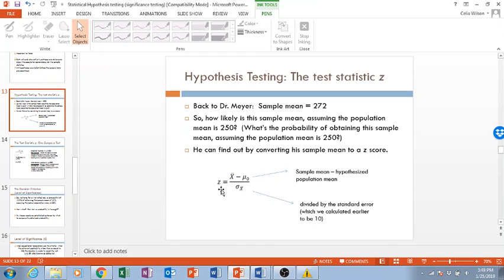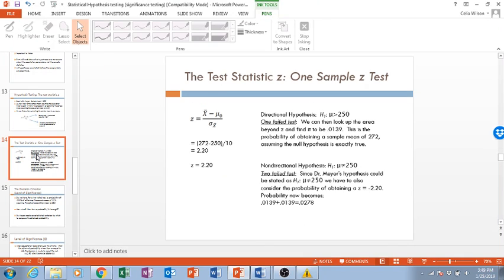So the formula to conduct a z-test looks very much like when we converted to z-scores, right? So it's the sample mean, so that would be his 272, minus the hypothesized mean, which is what? 250, divided by the standard error. And we calculated that earlier, didn't we, to be 10, because we need it for this formula. All right, so let's look at it here, where I've worked it out. So 272 minus 250 divided by 10 comes out to be 2.2.